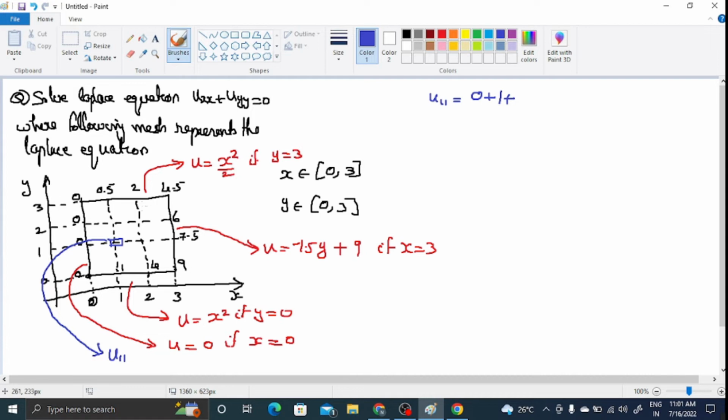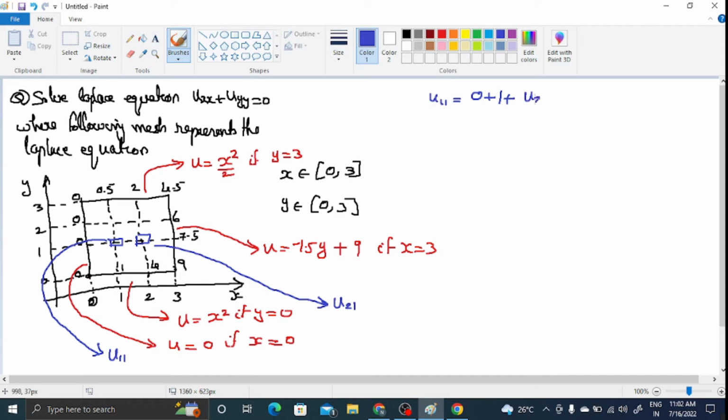Now what about the right data? This is the right data, this particular one. This one is also unknown to us, so we have to represent it. What can we use? Its x index is 2, y index is 1. So we can write u21. u21 is the right point of u11.